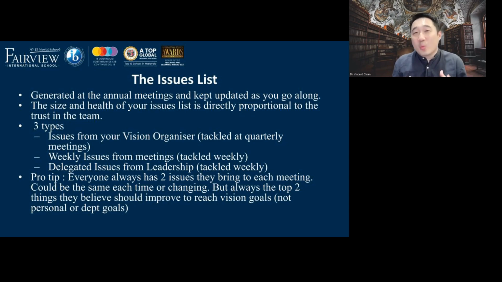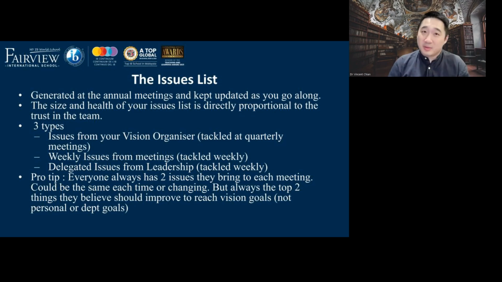Secondly, you're going to get weekly issues from your weekly meetings. So you need to put this in another list. And third, you need to have one called the delegated issues that come from above, from your MYP coordinators or higher up, or your principal perhaps, and you need to put that in another list as well.